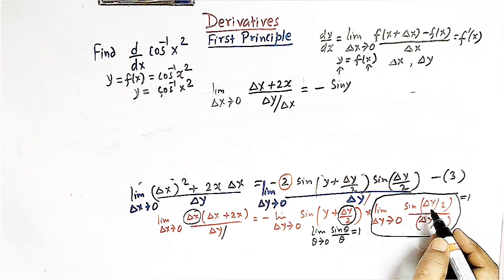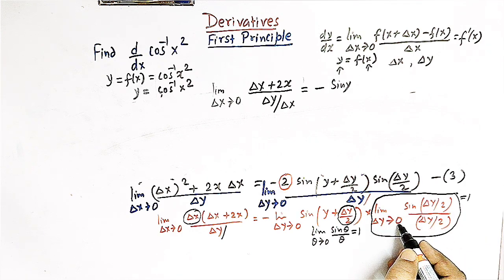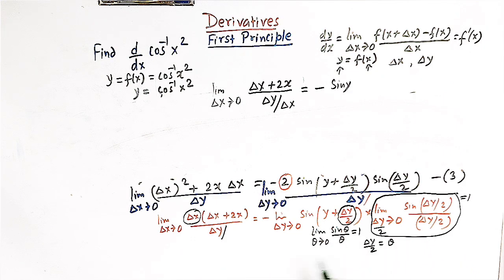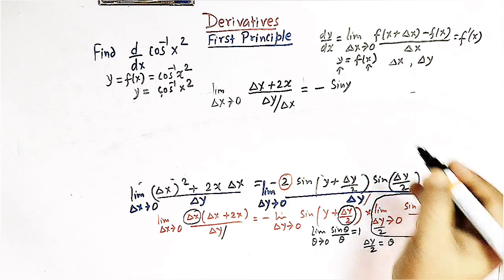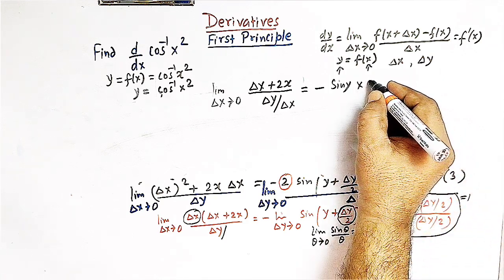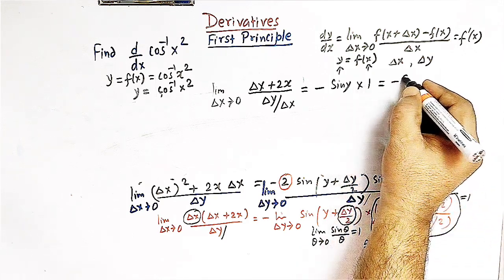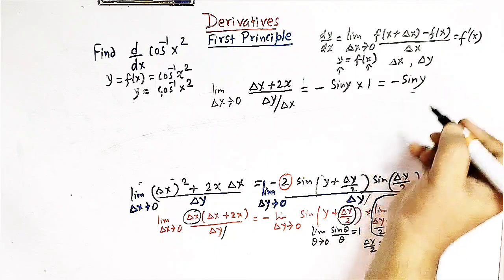And remember, when delta y tends to 0, then delta y over 2 also tends to 0. So if we take delta y over 2 is equal to theta, then this limit reduces to limit theta tends to 0 sine theta over theta, and this limit is equal to 1. So here we have 1, so this is minus sine of y.